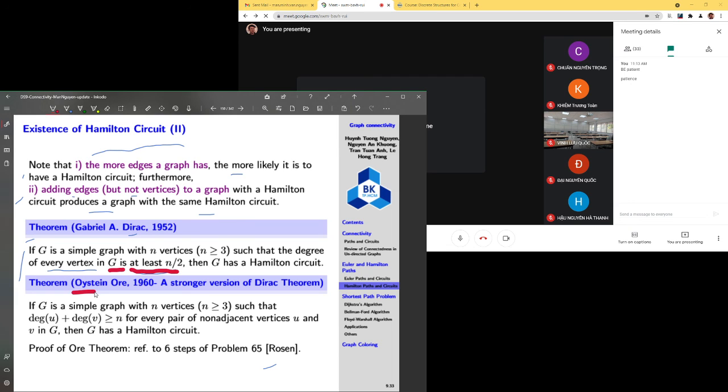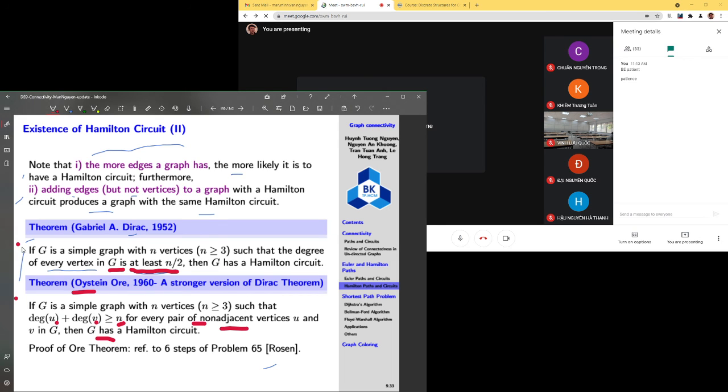Secondly, if we talk about pairs of vertices, then the sum of the degrees must be at least n, for every pair of non-adjacent vertices. So we can employ the theorem by Dirac and the theorem by Ore to confirm that the graph has a Hamilton circuit.